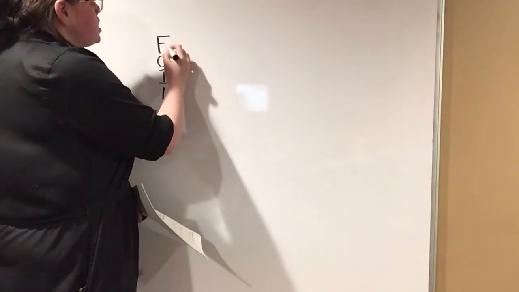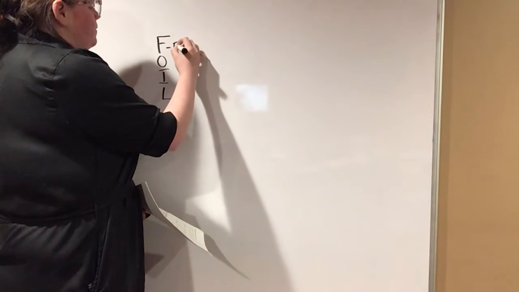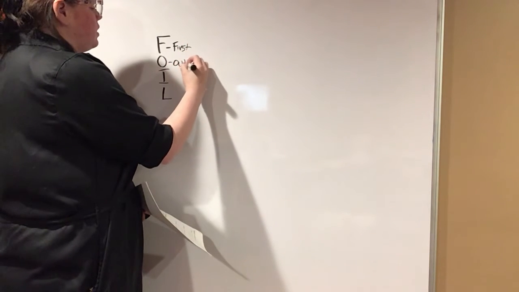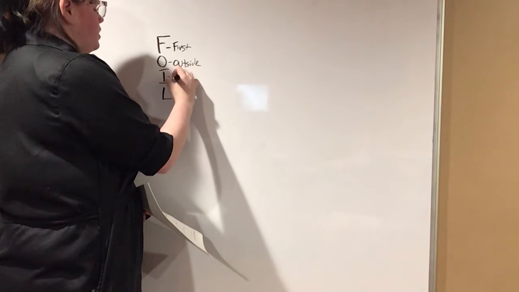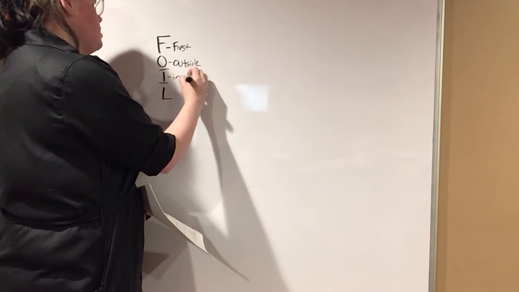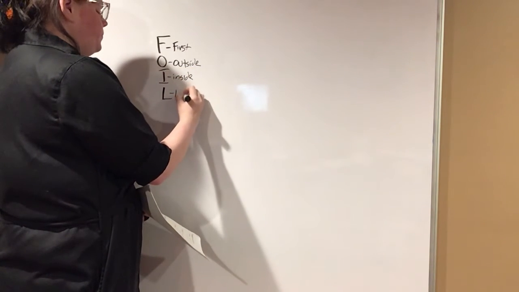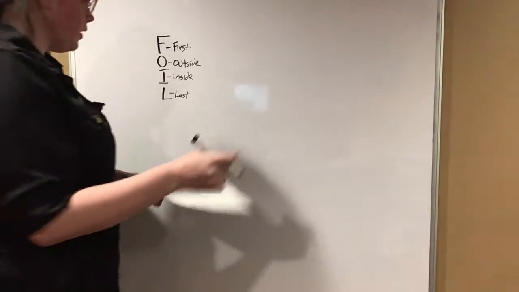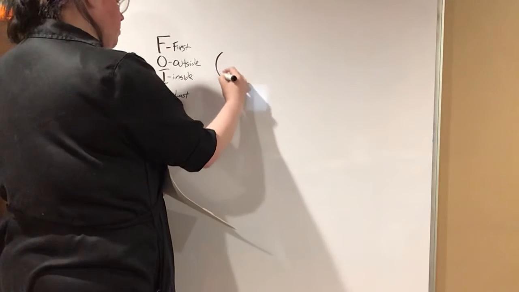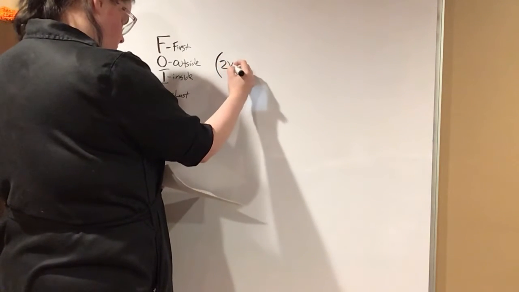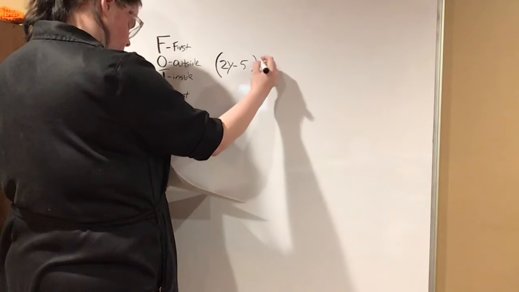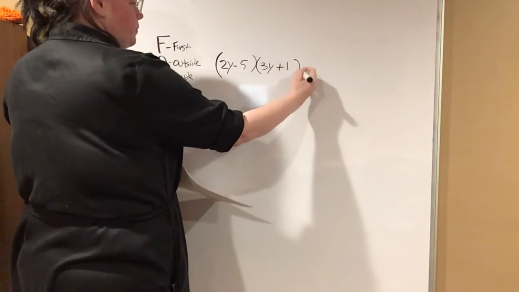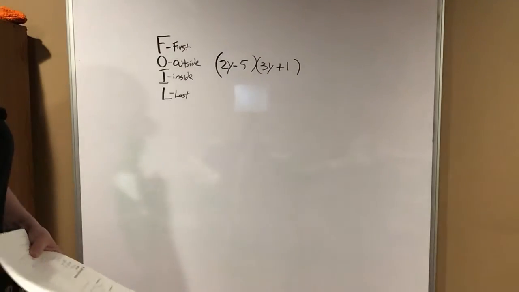FOIL is first, outside, inside, and last. So what does this mean? This means if we're given a binomial times a binomial, 2y minus 5 times 3y plus 1, this is how we're going to multiply it.